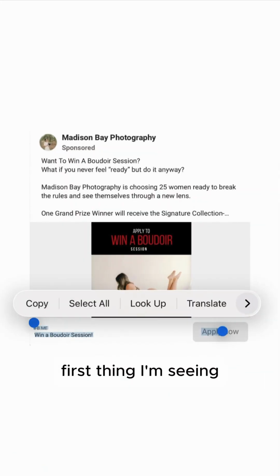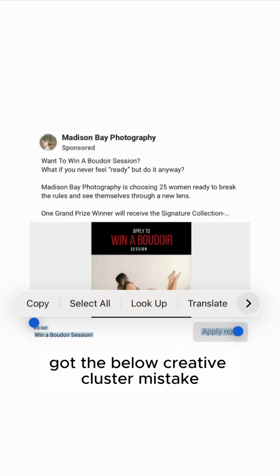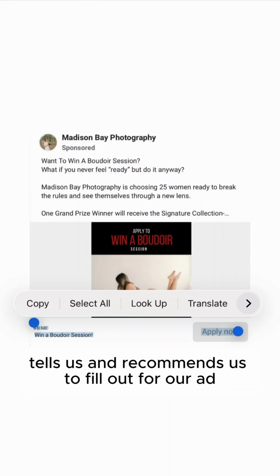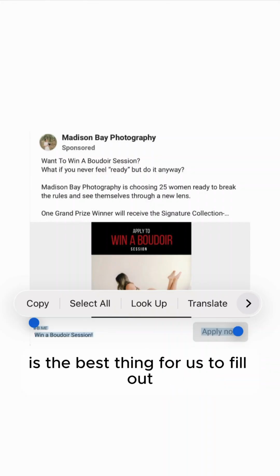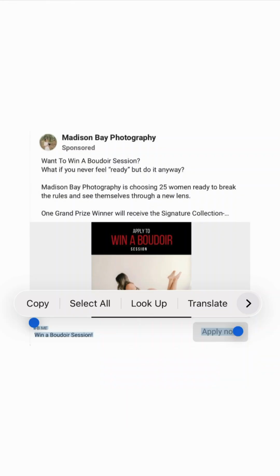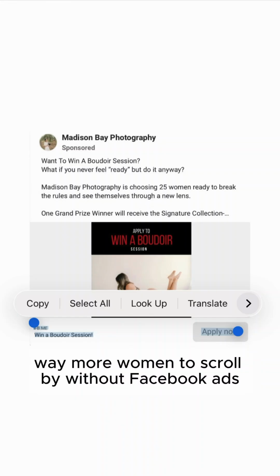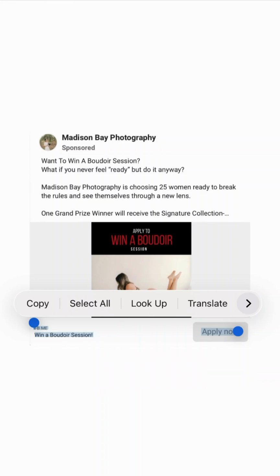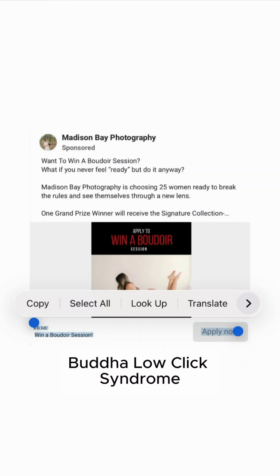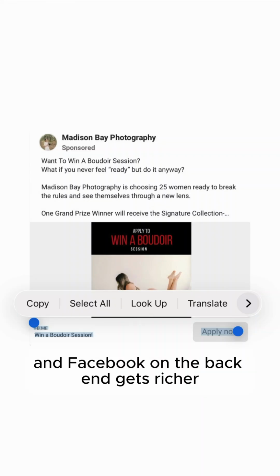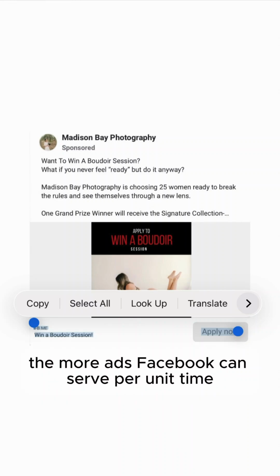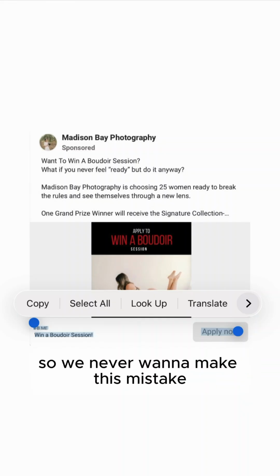First thing I'm seeing, we've got the below creative cluster mistake. The false belief that causes us to make this mistake is we're believing that everything Facebook tells us or recommends us to fill out for our ad is the best thing for us to fill out, and not the best thing for Facebook when we fill it out. So it screws us because it causes way more women to scroll by our boudoir Facebook ads than necessary, pulling our unique CTR under 6%, contributing to BLCS, boudoir low click syndrome. And Facebook on the back end gets richer because the more women scroll by our ads per unit time, the more ads Facebook can serve per unit time, and they make more money when they do that. So we never want to make this mistake.